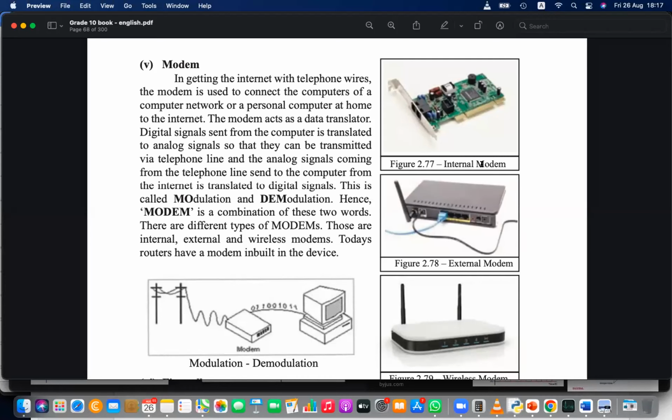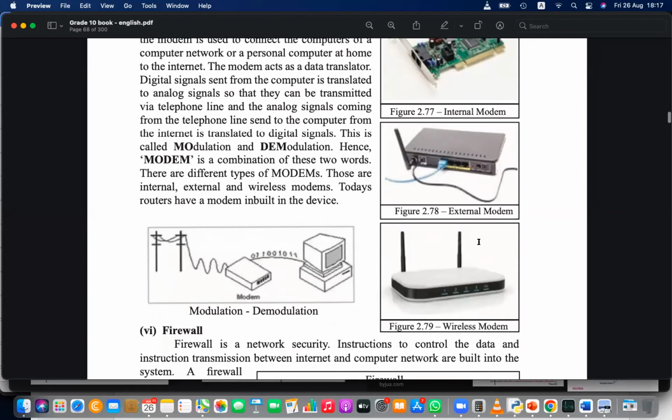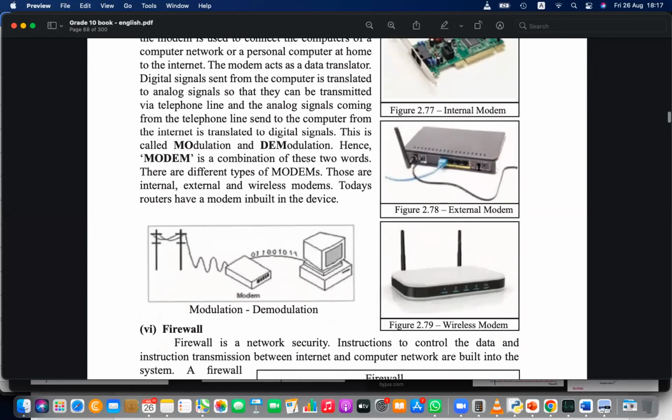Inside the mobile phone there's a modem. Inside the router there's a modem. Inside gateway devices there's a modem. Likewise, modem is now integrated. That is why there is nothing called a separate modem, because it is here. This is wireless modem, external modem, internal modem.